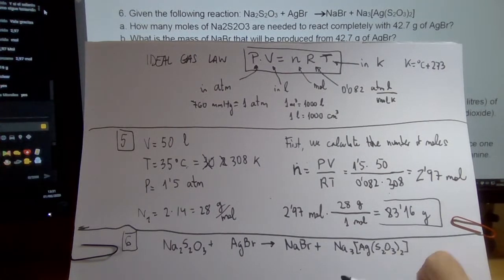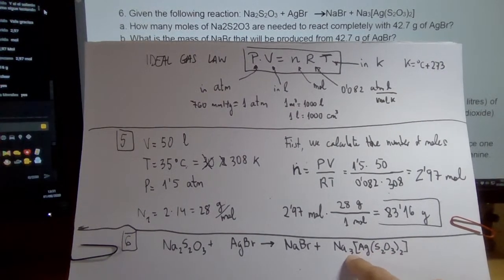Paula, in this compound, este compuesto, how many atoms of sodium? 3. Okay. How many atoms of silver? 1. Okay, there is no number here, so 1 silver. How many atoms of sulfur? 2 times 2, 4 atoms of sulfur. And how many atoms of oxygen? 3 times 2, 6 atoms of oxygen.